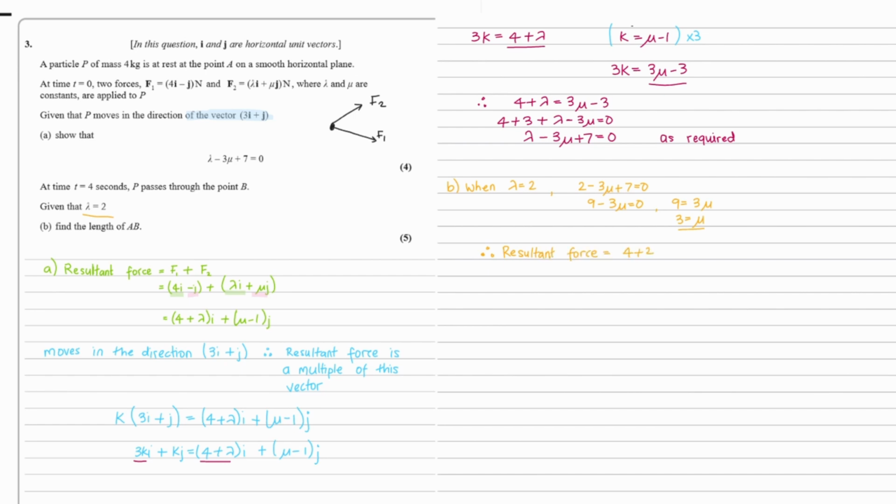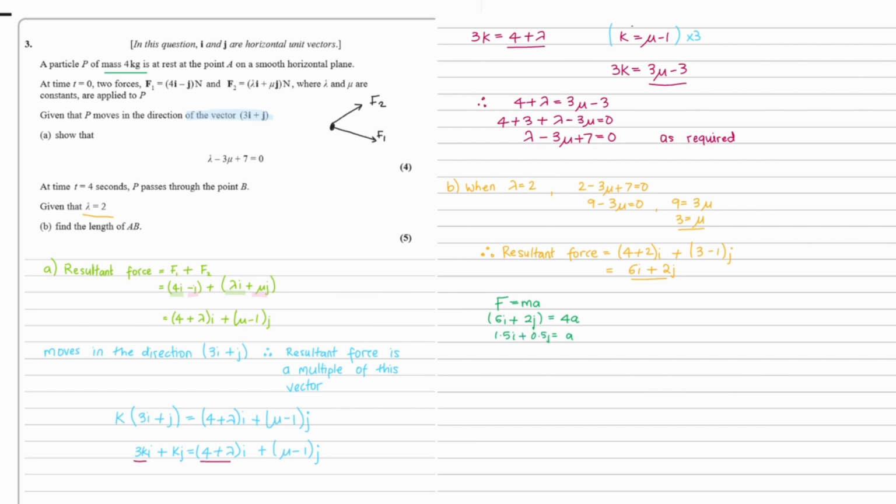We can therefore now find our resultant force by substituting these in. So 4 plus our lambda, which is 2, is the i vector, and mu, which is 3, minus 1 will give us the j vector. And this will therefore give us 6i plus 2j. Because this particle is moving, we can now use the equation force is equal to mass times acceleration, and the mass has been given to us as 4 kilograms. So the resultant force, which is 6i plus 2j, would be equal to 4 times the acceleration. And in order to find the vector for acceleration, we would divide everything by 4, which would give us 1.5i plus 0.5j.